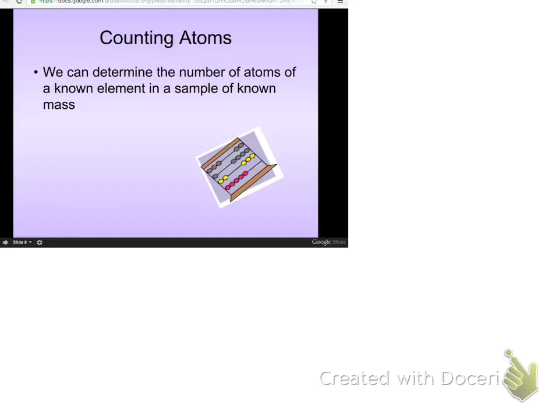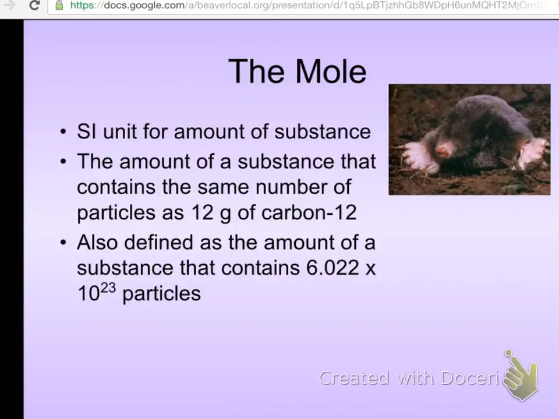Now, how do we do that? The mole! This is a star-nosed mole. It's a native Ohio mammal, little rodent. This is the International Star-Nosed Mole greeting. But aside from the cute, furry, musky little creature, it's an SI unit. And this is the unit amount of a substance.